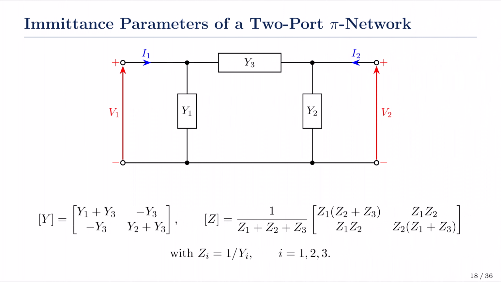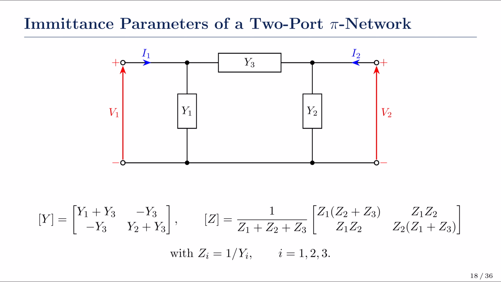This slide introduces the pi network, another fundamental two-port topology. Unlike the T network, the pi network is naturally described by admittance parameters because its shunt branches make nodal analysis straightforward. Nevertheless, both the admittance and impedance matrices can be obtained, and each provides a complete characterization of the network.